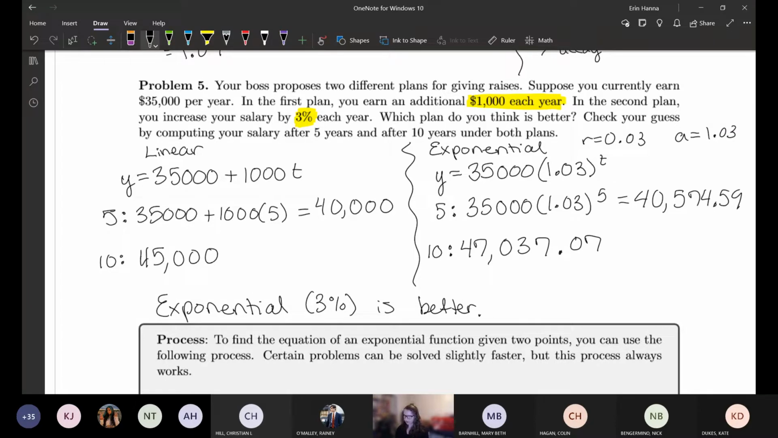Questions, concerns about that? So the one thing about this question is that a set amount per year, or per whatever time frame you're talking about, would represent a linear relationship, and a percent increase or decrease would give you an exponential. All right. Wait like 5 seconds in case anyone needs to catch up.